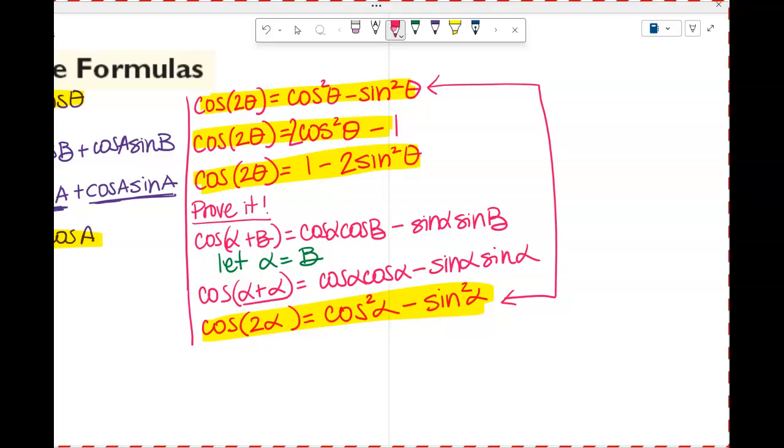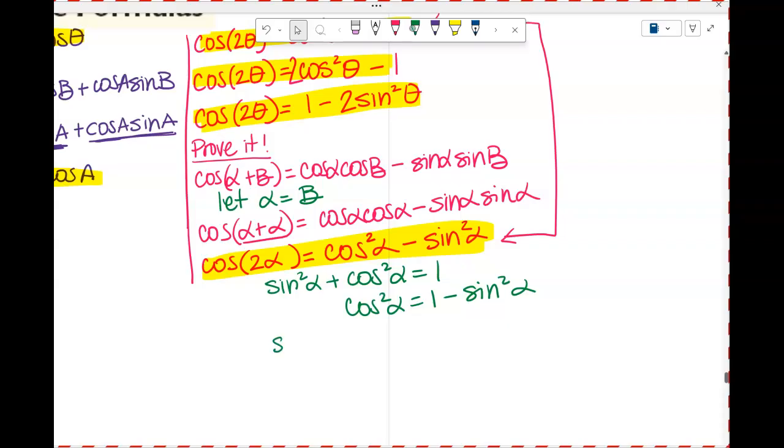Now the next one we want to see where it came from, we are going to require the Pythagorean theorem. Pythagorean theorem said sine square of alpha plus cosine square of alpha equals 1. So with manipulation, guys, we can say cosine square equals 1 minus sine square of alpha. Similarly, we can also move cosine square to the right side.